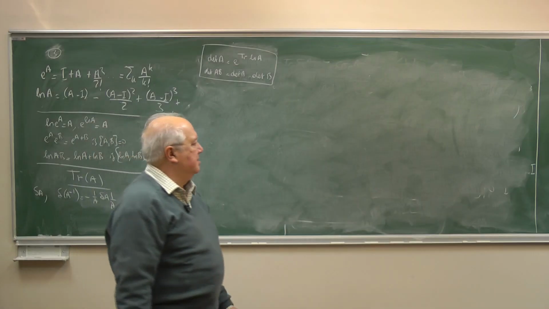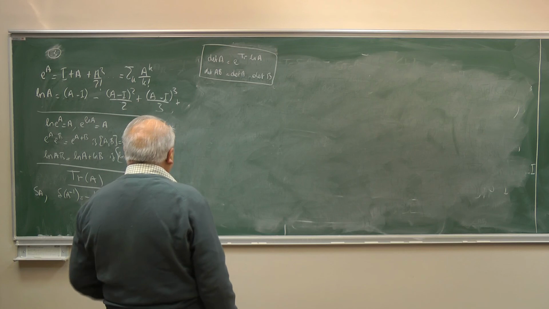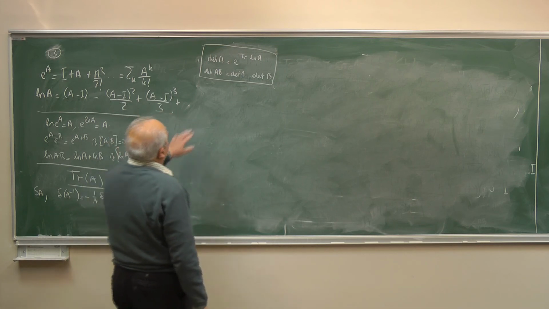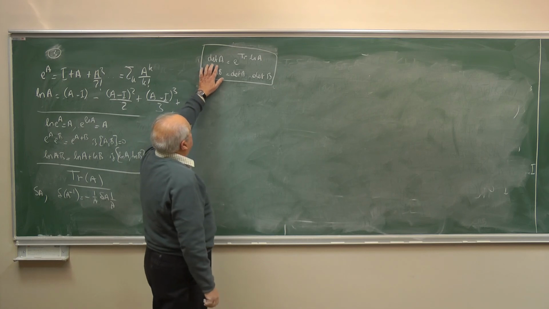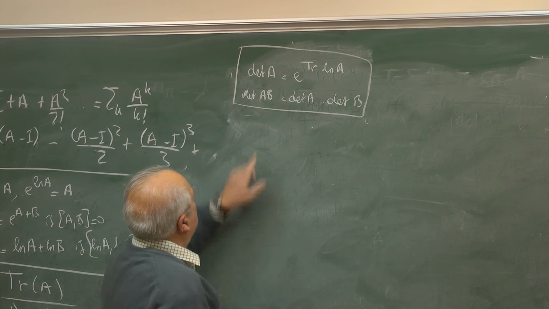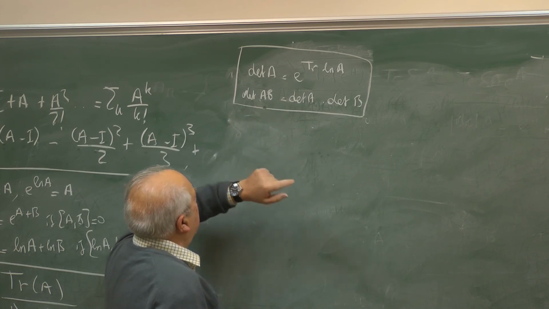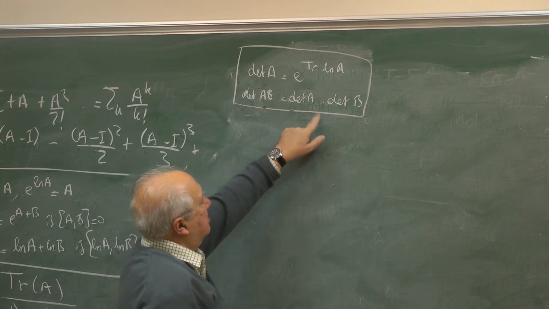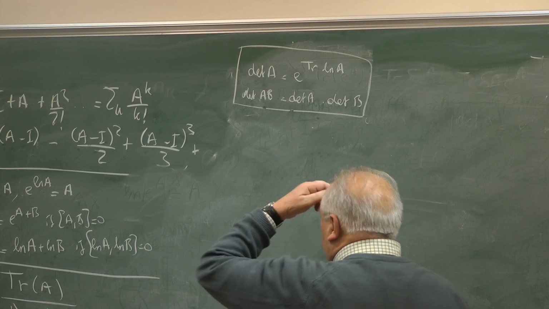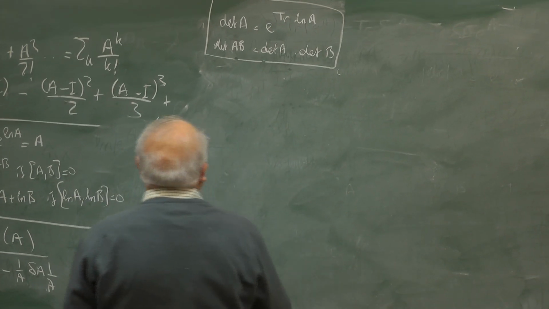Now we shall discuss some properties of determinants, and we obtained these two. This was coming from the definition. Determinant A is e to the trace log A, and we also, using the definition, obtained determinant AB was determinant A times determinant B, a very important relation. Now we shall obtain various properties of the determinants.